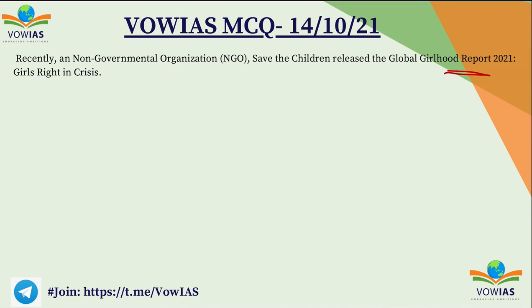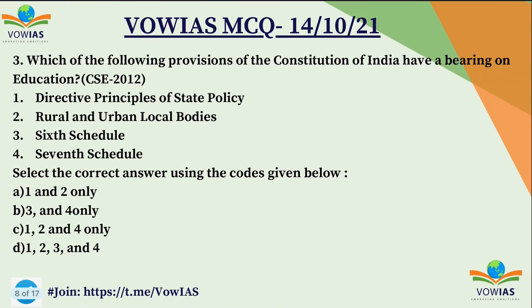Okay, now let's look at the next question. Third question, which of the following provision of the Constitution of India have a bearing on education? First one, directive principle of state policy. Second one, rural and urban local bodies. Third one, 6th schedule, and fourth one, 7th schedule.